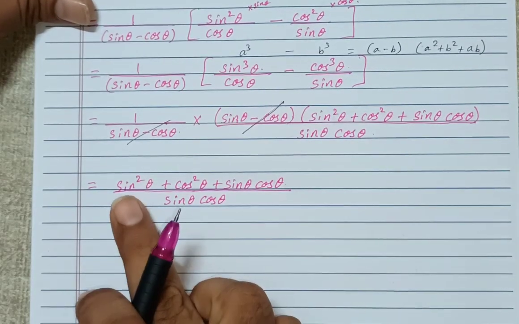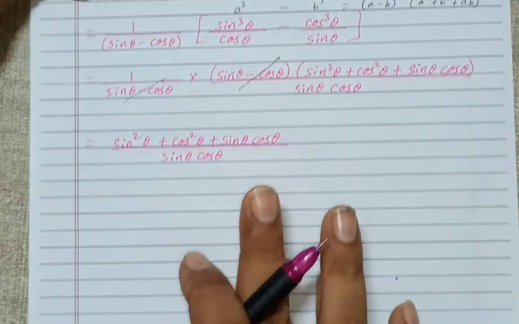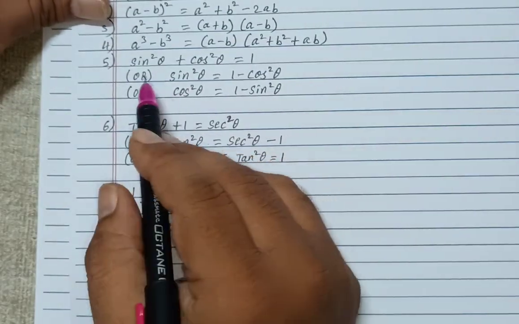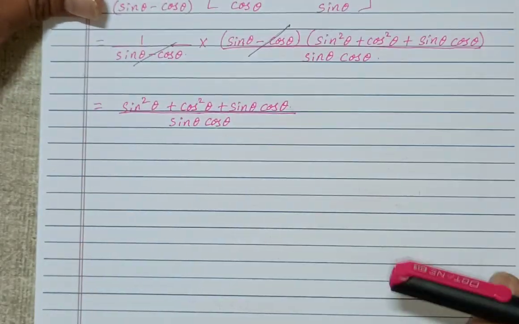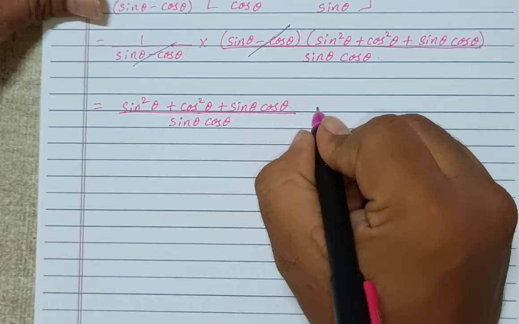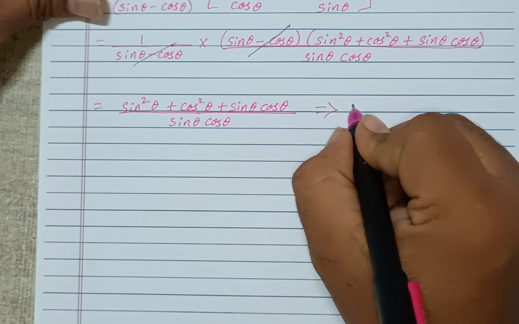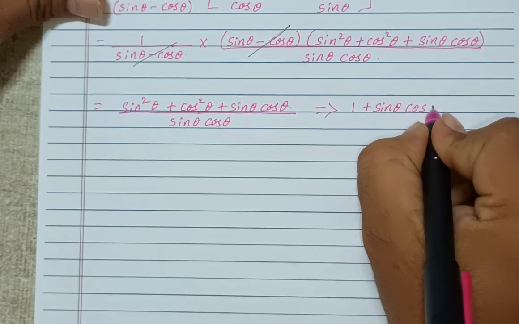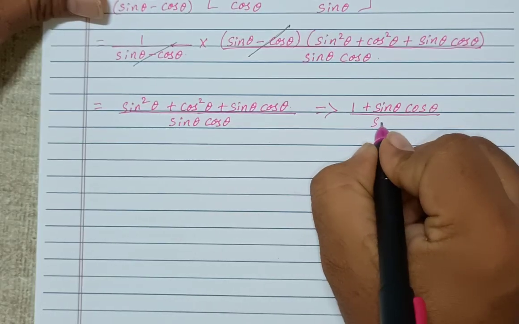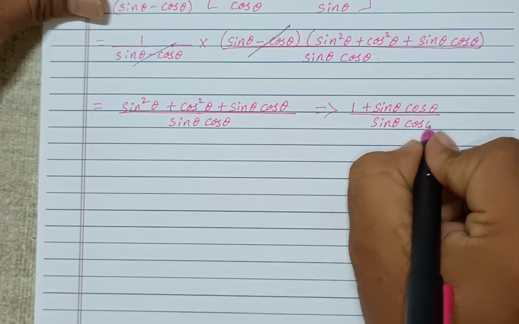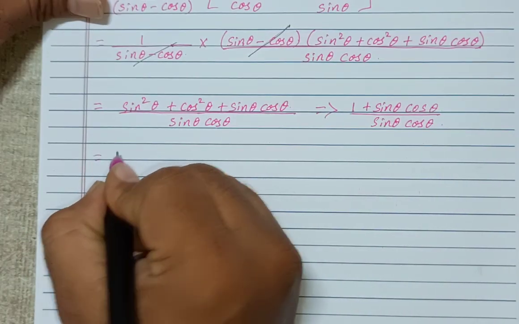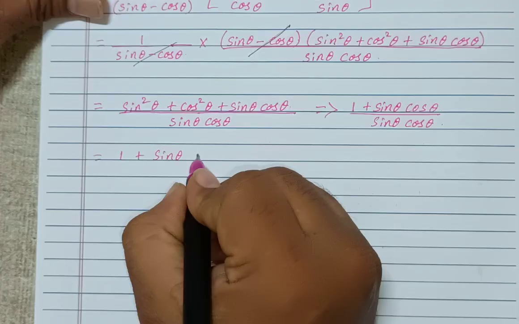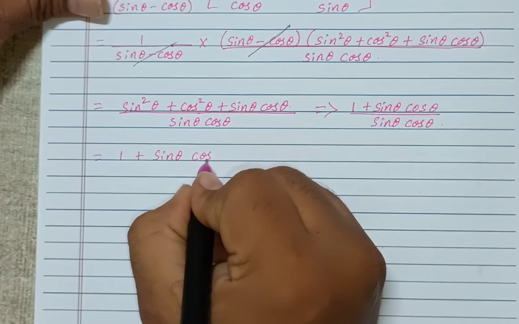So now we know again the identity sin square theta plus cos square theta is 1, as I have shown you in the identity. Alright. So we'll take it here, which implies 1 plus sin theta into cos theta, whole divided by sin theta into cos theta. Now we know the value, sin theta is 1 by cosecant theta, and cos theta is 1 by secant theta.